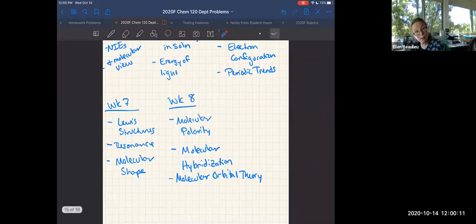In week 7, that was last week, we really stayed focused. We learned how to do Lewis structures. We learned about this topic of resonance. We also learned about isomers a little bit, and we'll talk a little bit more about those today.